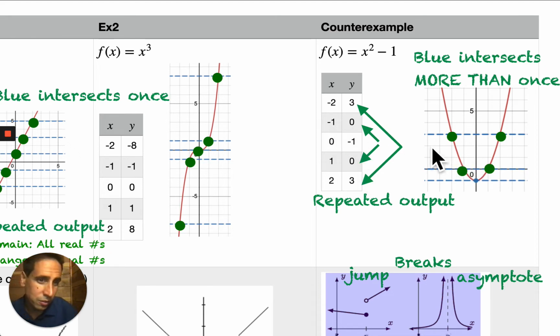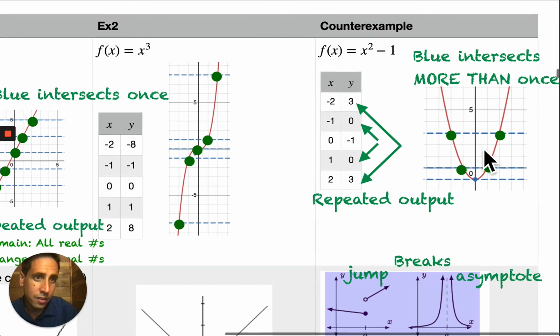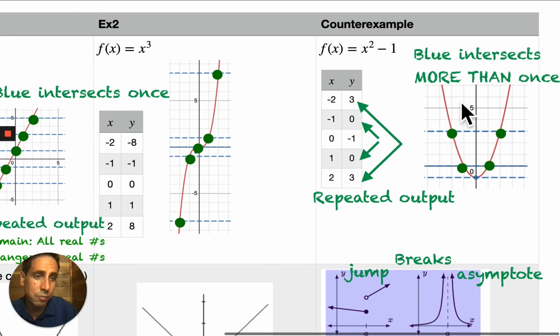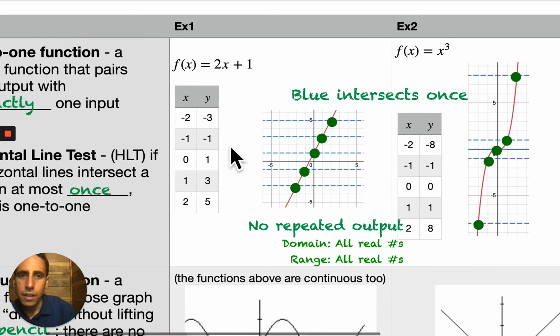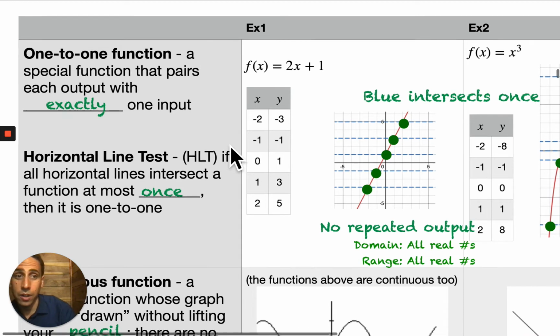Graphically you can see that here with horizontal lines. These blue lines intersect more than once. Like I said, 0 is an output, a y value, that has 2 different x values. This y value of 3 has 2 different x values: this is a value of 3, this is a value of 3. So the y value output of 3 has 2 different inputs. That's how you can tell that it is not one-to-one. It fails the horizontal line test.